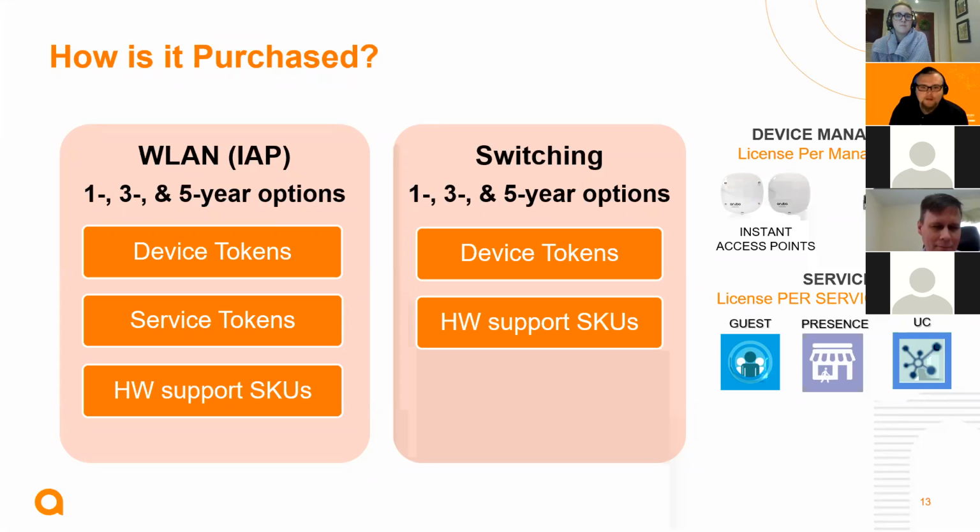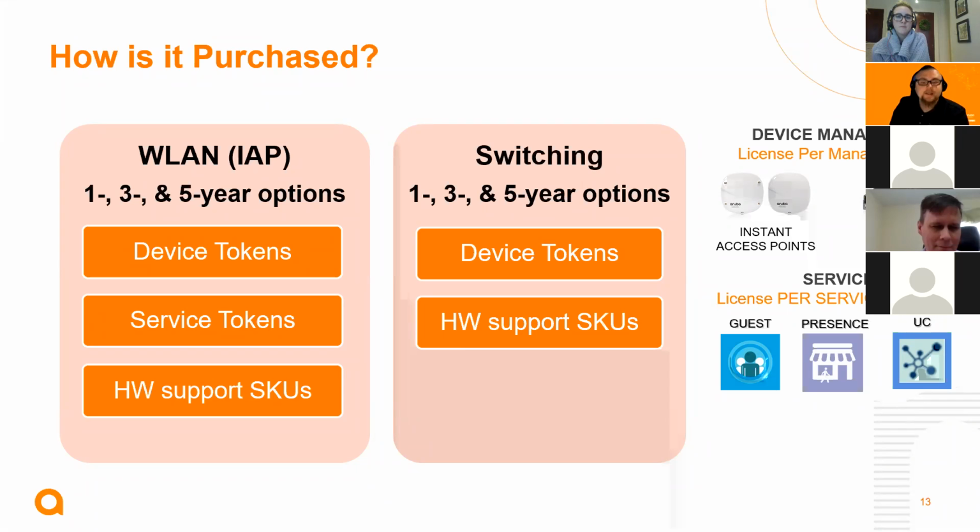Might be different in a large environment where you have a ton of APs, and the APs are going to adapt to an AP outage and try to cover that gap in coverage. But in smaller environments, right, you lose an AP, you might be losing a whole section of the office for coverage. You can purchase the SKUs in 1, 3, or 5 year options. So for the device tokens, service tokens, or hardware options, you get 1, 3, and 5 year.